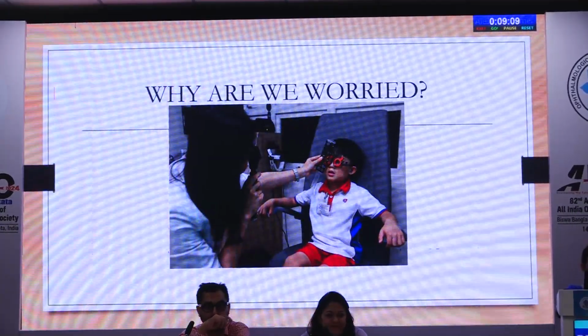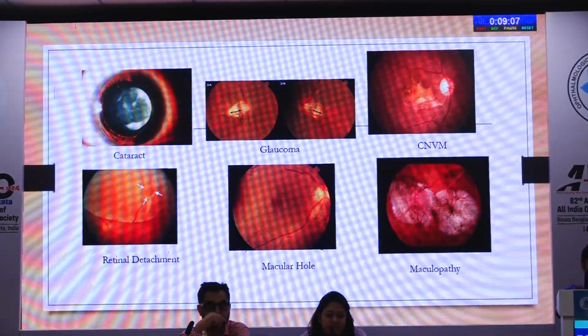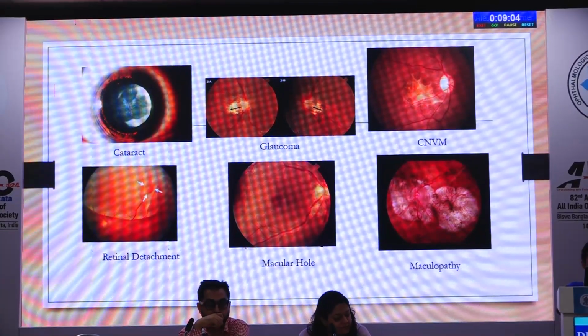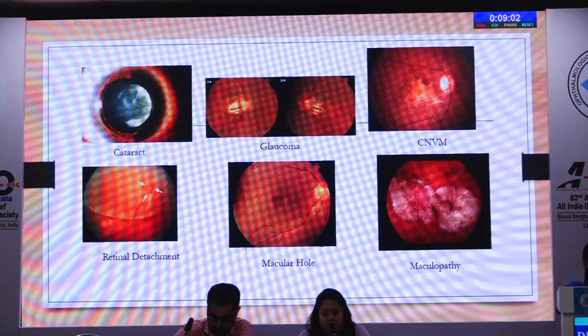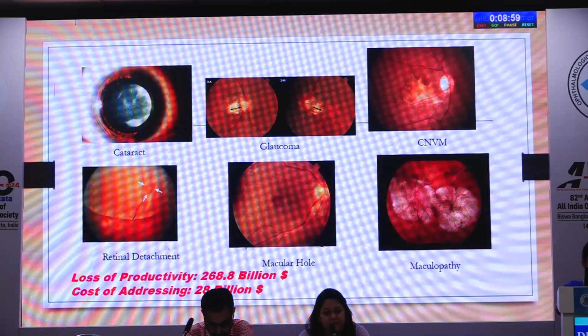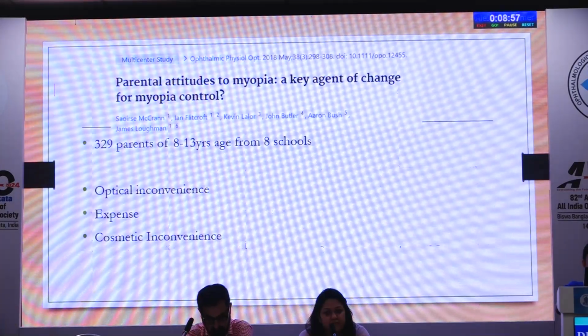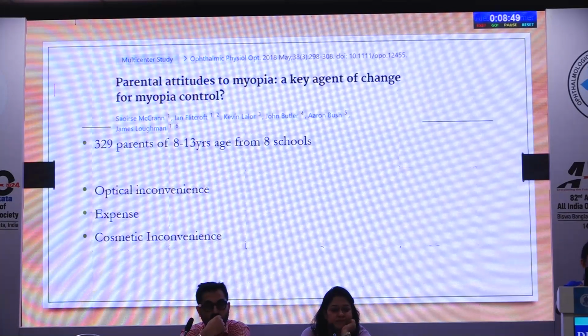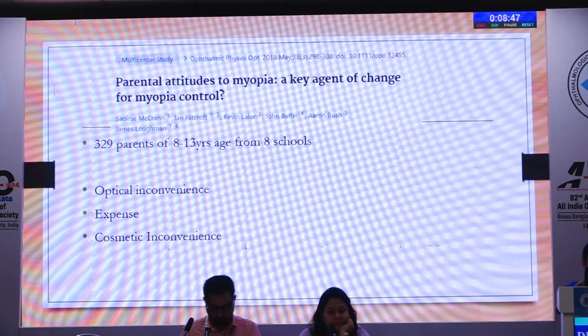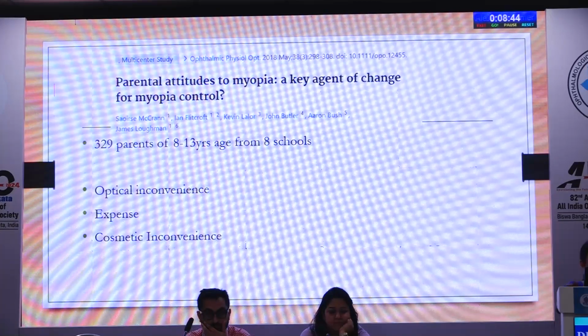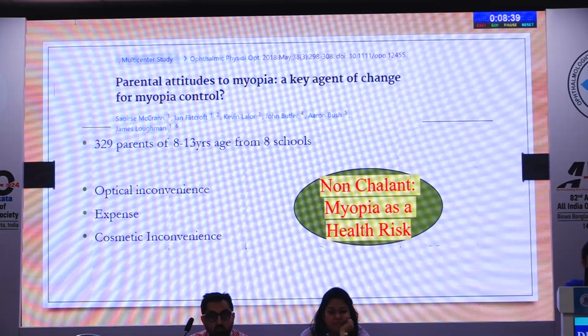And why are we worried? Of course, we all know the complications that can be associated with high myopia. But do we counsel this to our parents? No. This was an extensive study done in Ireland, where they looked at parental attitude if the child gets myopia. Most of these parents saw it as an optical inconvenience, a higher expense, or a cosmetic inconvenience, and were very nonchalant about myopia as a health risk. This means the education is still lacking.